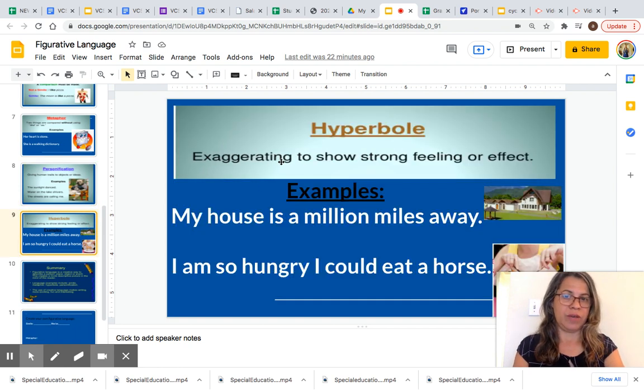Hyperbole, exaggerating to show strong feeling or effect. Examples: my house is a million miles away. This person's house is not a million miles away, it just means that their house is very far. I am so hungry I could eat a horse. This is a hyperbole because this person could not actually eat a horse. It just means that this person is very hungry.